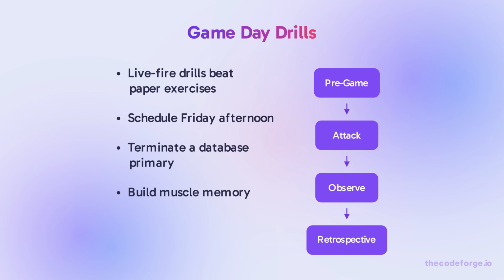Paper experiments fail because they don't account for the cognitive load of a real incident. Schedule a game day, pick a Friday afternoon, terminate a database primary, and watch what actually happens. The first game day is chaos, but by the 3rd, you're catching regressions before they hit customers.